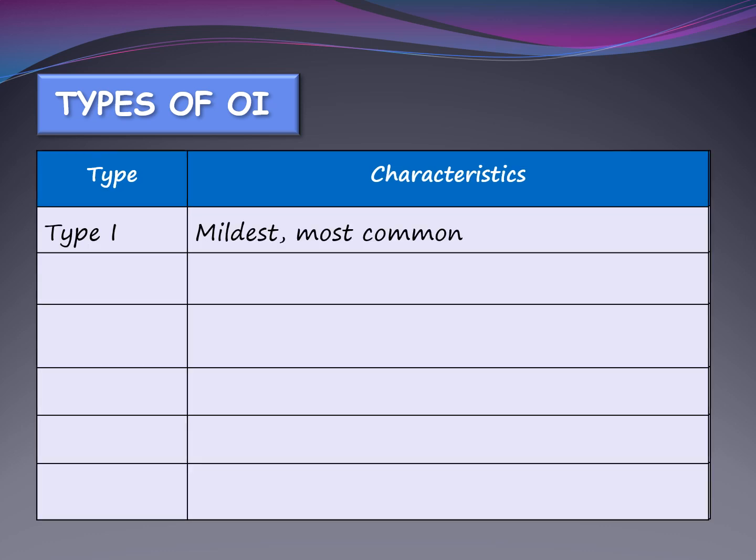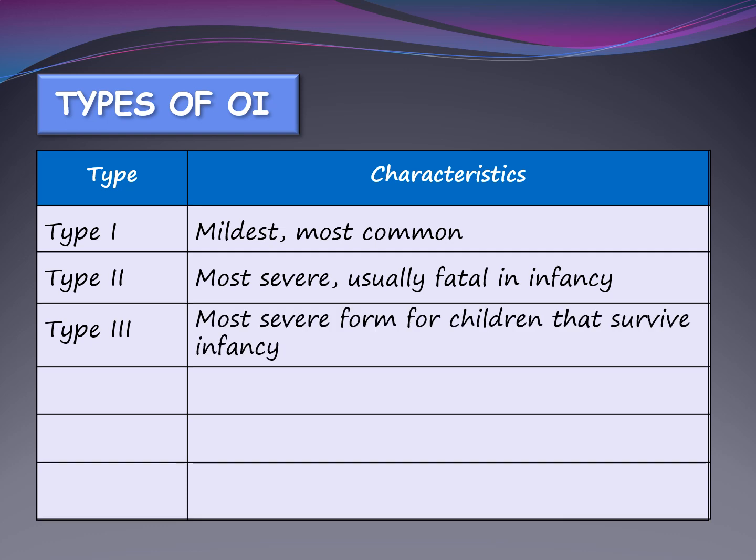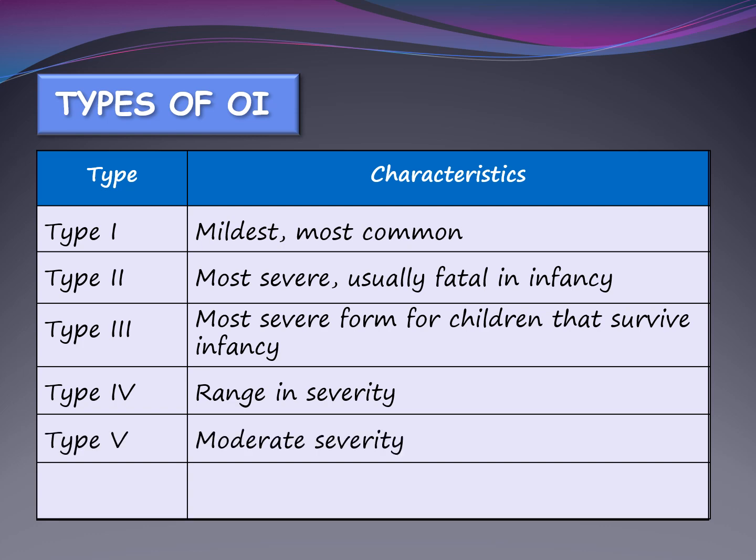Type 1 is the mildest and most common form of OI. Type 2 is the most severe. Infants with type 2 usually die within weeks of delivery. Type 3 is the most severe type among children who survive the neonatal period. The degree of bone fragility and the fracture rate varies widely. Type 4 can range in severity from relatively few fractures to a more severe form. Type 5 is moderate in its severity. Type 6 is extremely rare and is moderate in severity.